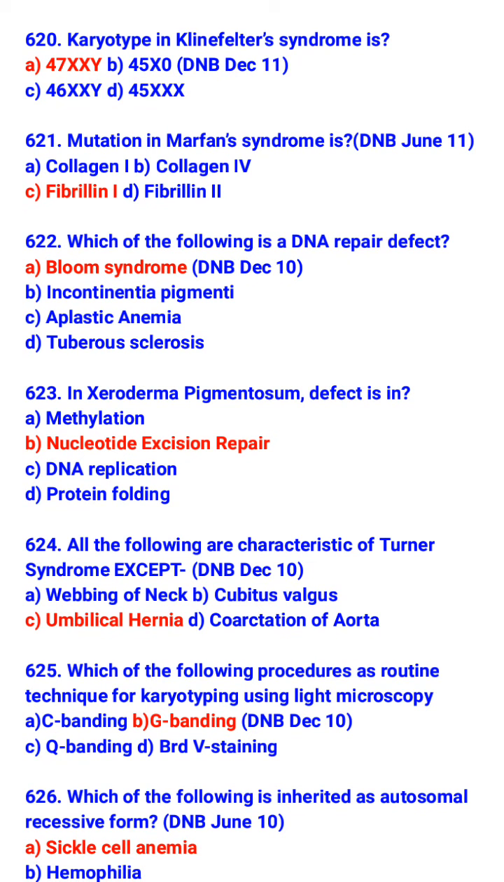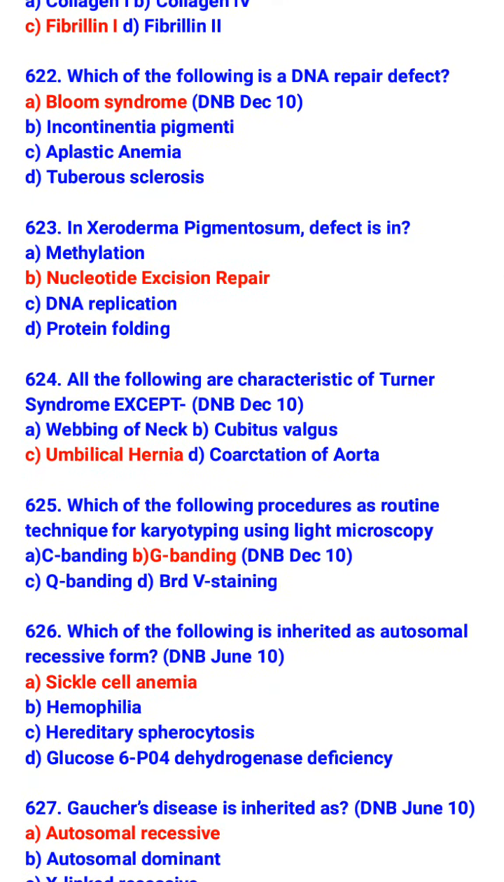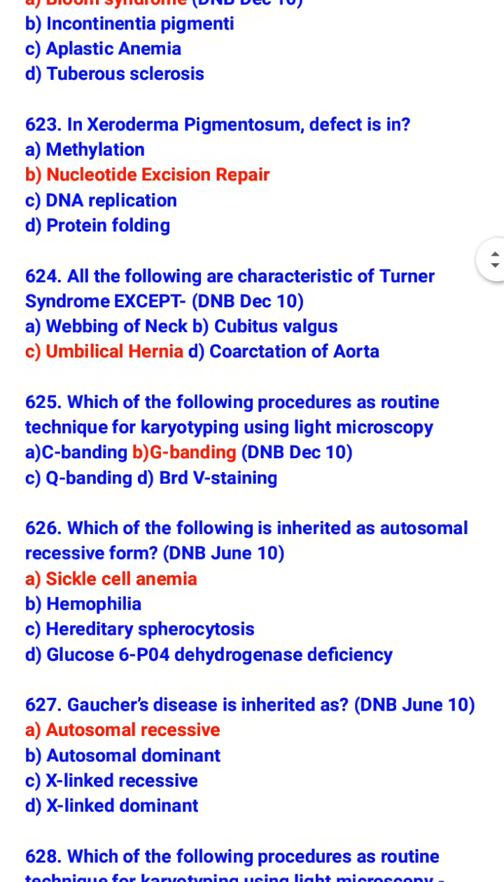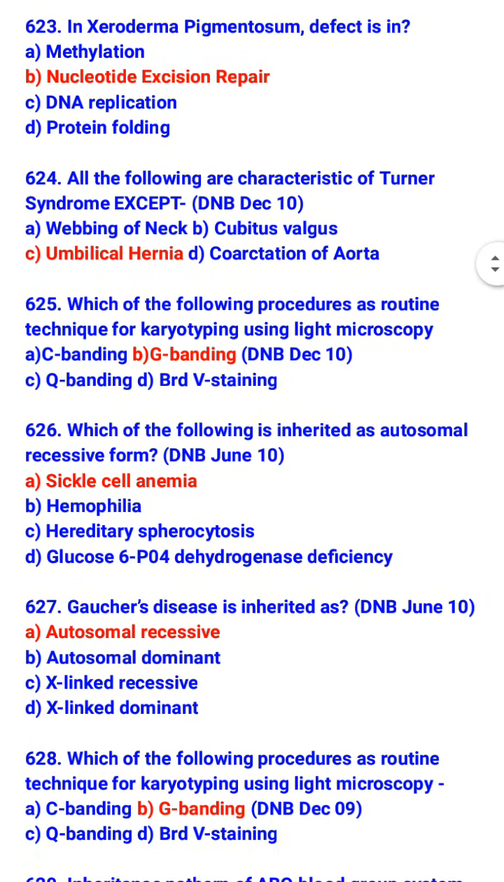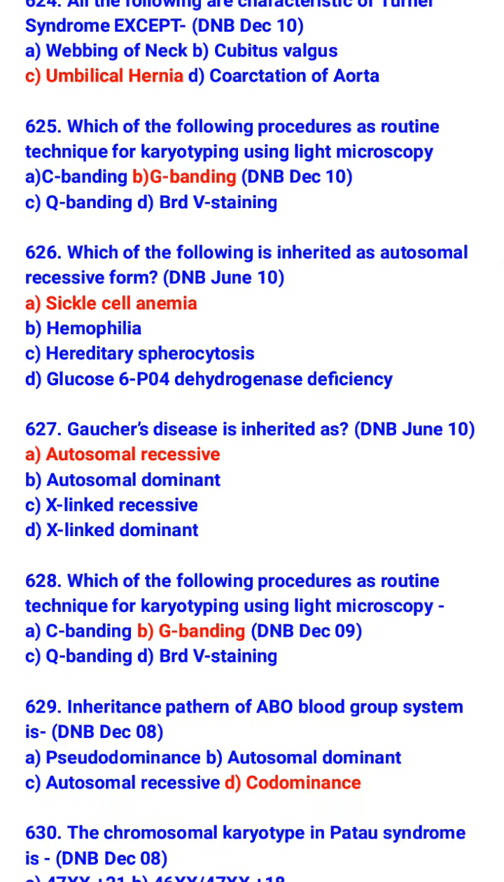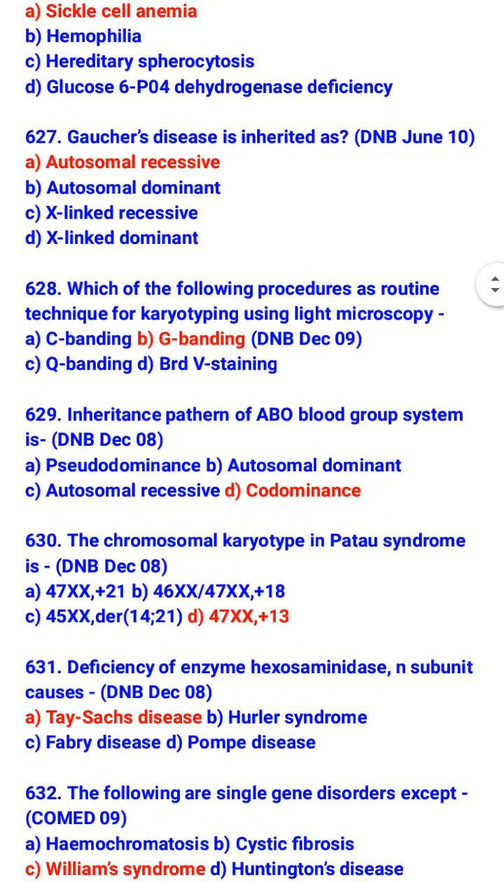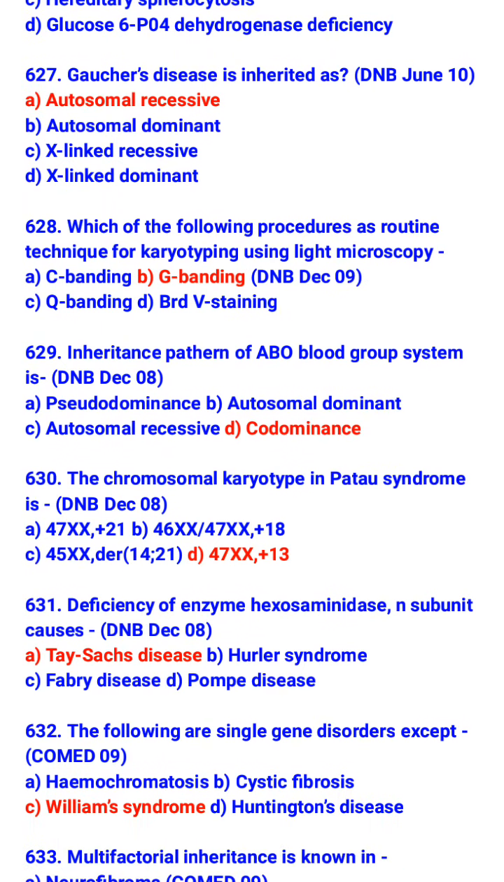All the following are characteristic of Turner syndrome except umbilical hernia. So what are the characteristics of Turner syndrome? Webbing of neck, cubitus valgus and coarctation of aorta. Which of the following is the routine technique for karyotyping using light microscopy? G-banding. Which of the following is inherited as autosomal recessive? Sickle cell anemia. Gaucher's disease is inherited as autosomal recessive. Inheritance pattern of ABO blood group system is codominance.